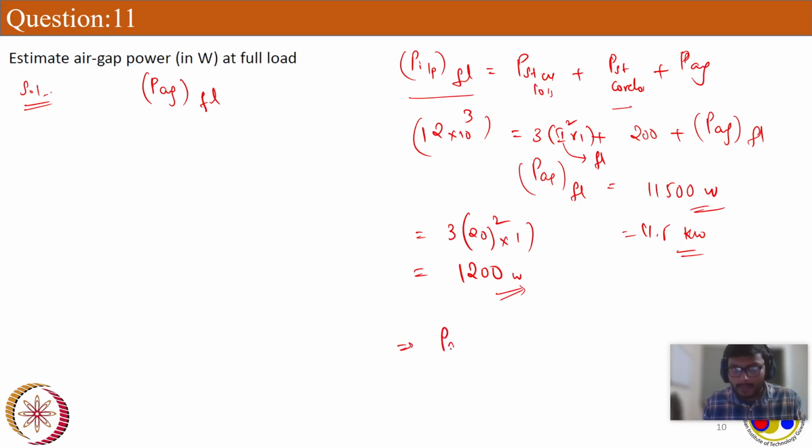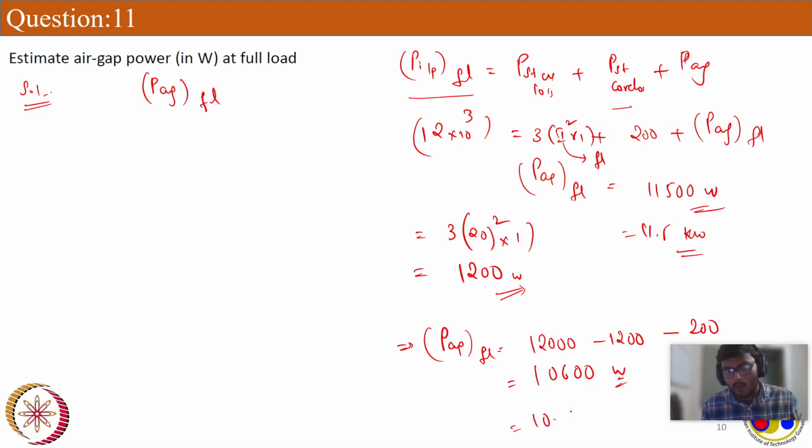Now my air gap power at full load is equal to 12,000 minus 1200 minus 200. So it's 10,600 watts, or 10.6 kilowatts. Yes, thank you. So it's important to see whether it's a no load or full load condition. In no load condition, it was 10 amps, but definitely in full load condition, the machine will draw a bit higher current. So that was 20 amps. So we have to calculate the stator copper loss at the full load condition, and then we will solve for the air gap power.